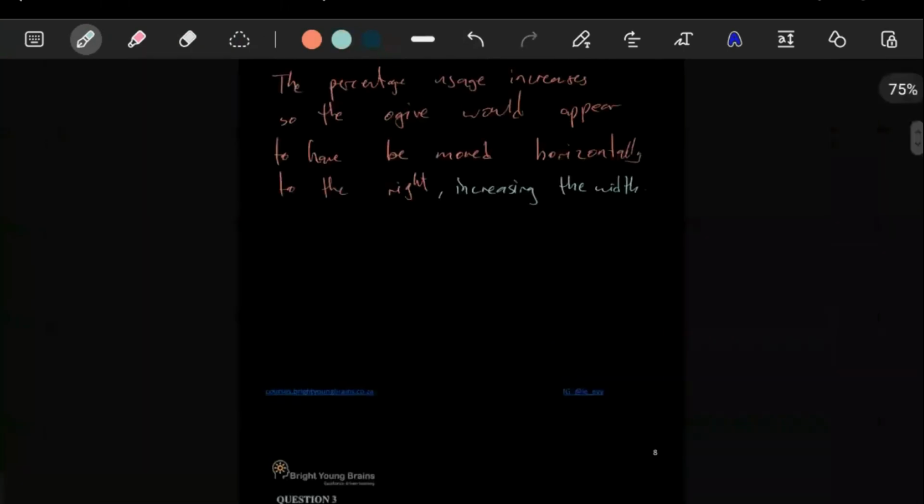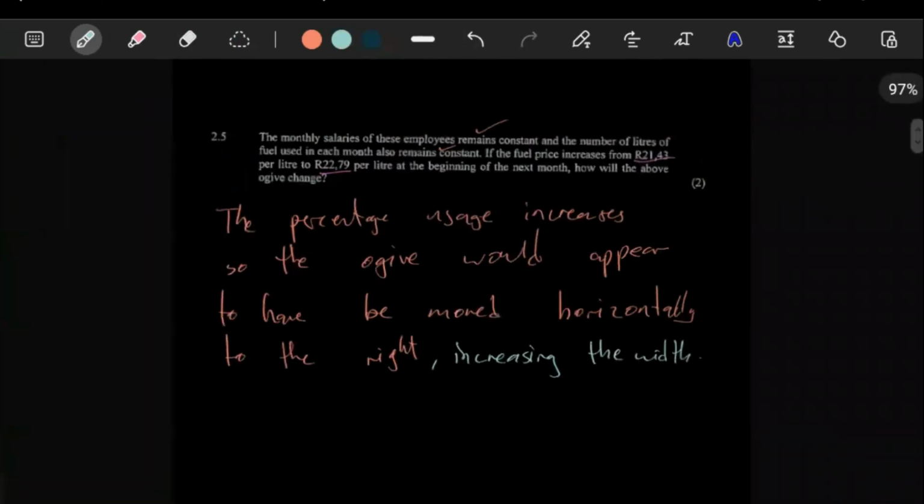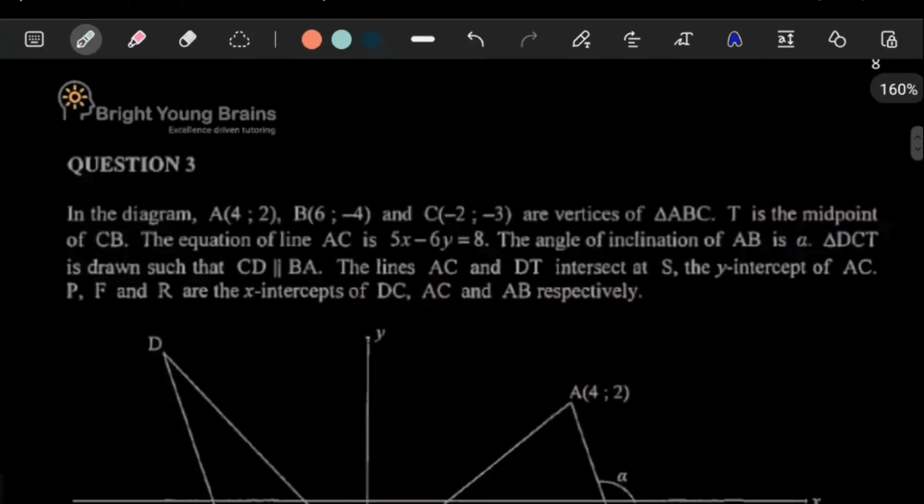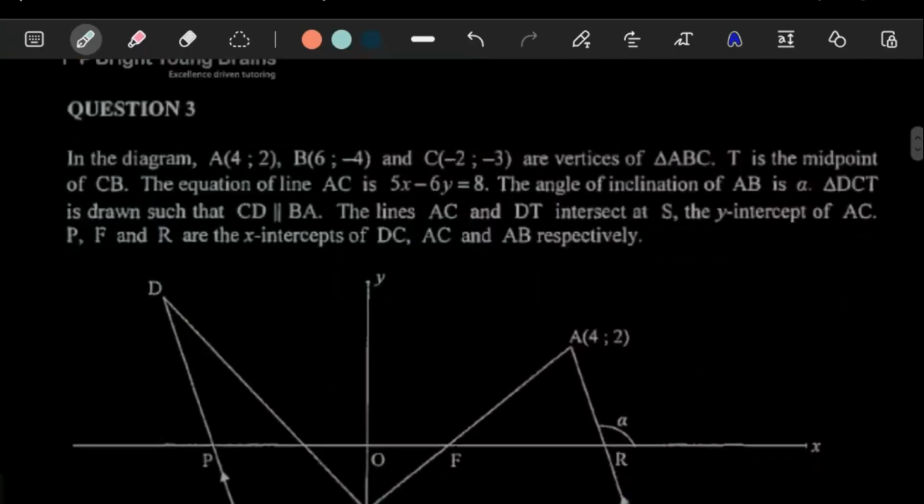Let's move on to question number 3. Question 3, analytical geometry. Finally done with the statistics, because statistics is a bit boring.